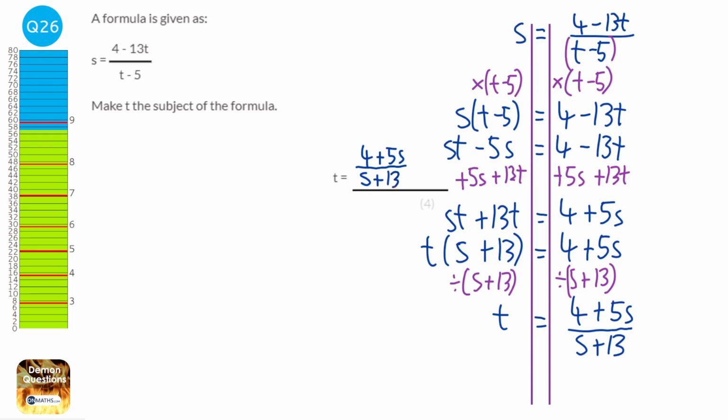And it can be the other way around, so I could have 5s plus 4 over 13 plus s, or anything like that.